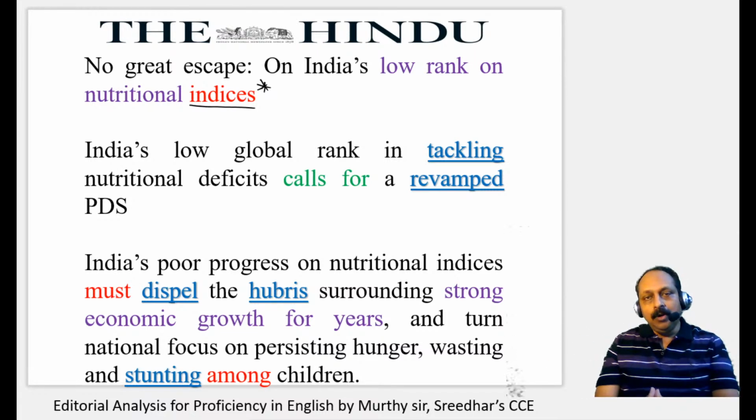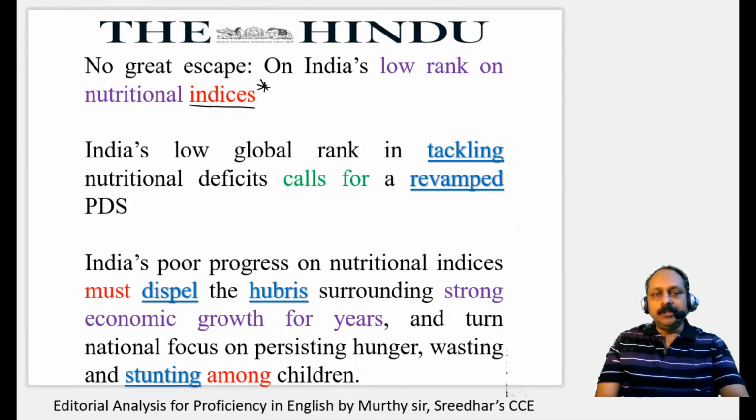The word index, plural form indices, goes with mathematical, financial, and something related to quantifying, and information related. We use indices. So this is all about calculation based. So obviously we cannot use the word indexes. We have to use the word indices. On India's low rank on nutritional indices. And what is the main idea? This is a lead. And what is the main idea of today's editorial? India's low global rank in tackling nutritional deficits calls for a revamped PDS. This is the main idea.